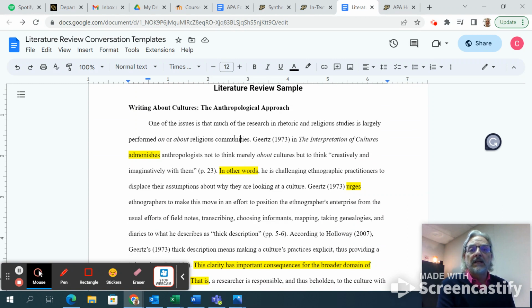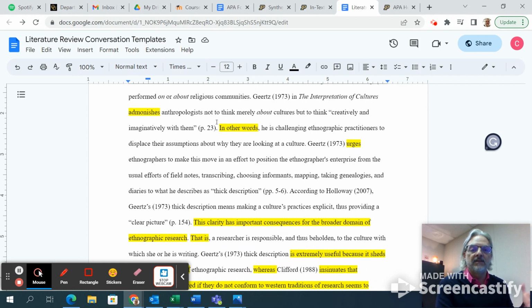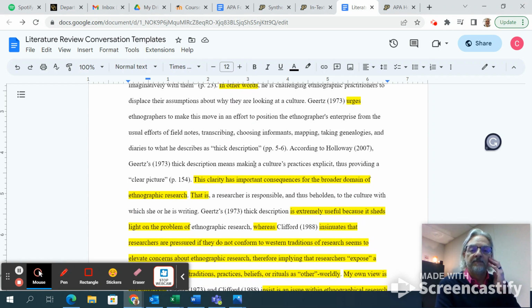So here's a literature review example. Like I said, from my dissertation, this particular subsection of my literature review is talking about writing about culture from the anthropological approach. So this is going to give us an indication of how I organized how we're writing about things by particular approaches. So I start out: one of the issues is, here's my issue that we're talking about. Here is my first author. Here's this main thing that he's setting up, this problem. In other words, so I'm now explicating, I'm explaining what that author is saying. He urges us to do it this way. So I'm setting up what he's done.